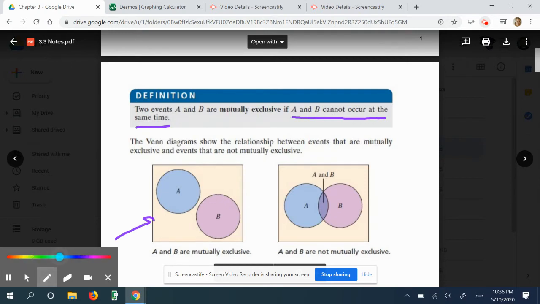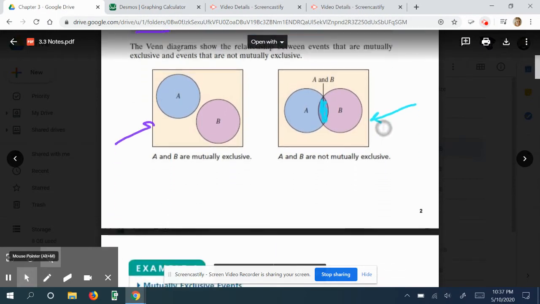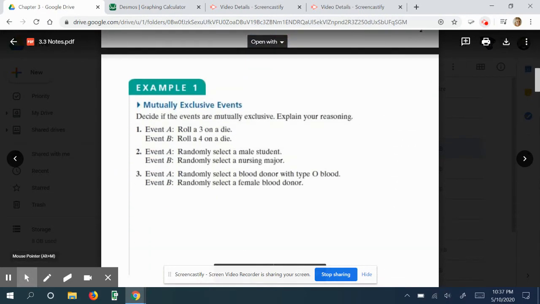Now, something that is not mutually exclusive is when there's some sort of overlap, something that can happen at the same time. Those are considered not mutually exclusive. So let's look at an example.